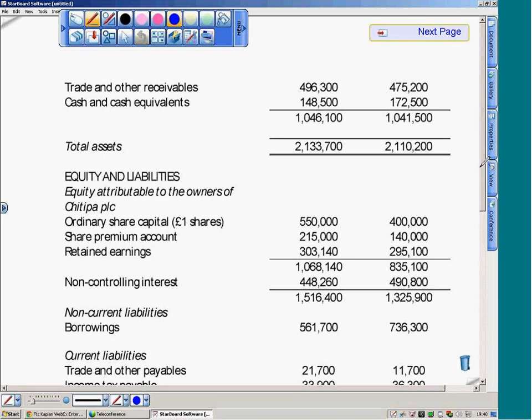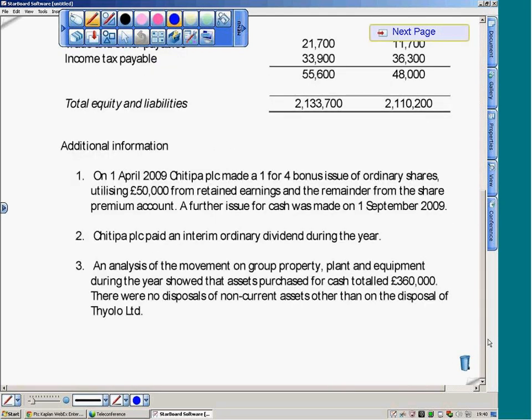So over the page, that SFP continues on, and then we get on to the additional information. Let's have a read of this additional information. We pick out the relevance of it. So note 1 is telling us that on the 1st of April 2009, PLC has made a bonus issue, and they utilised 50,000 of retained earnings, and the remainder funded to the premium account.